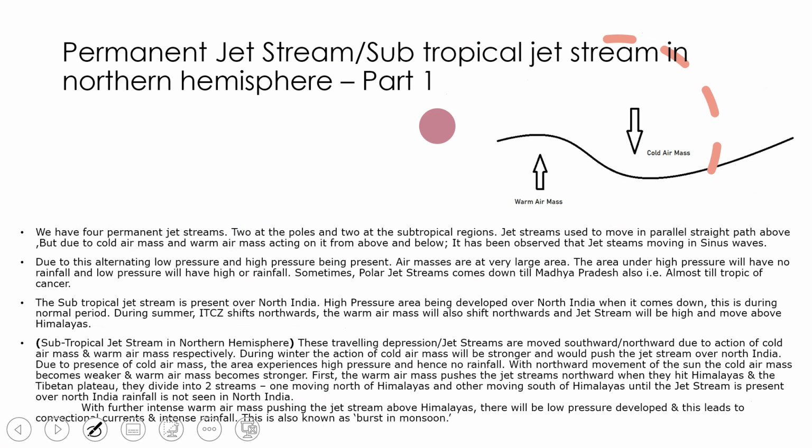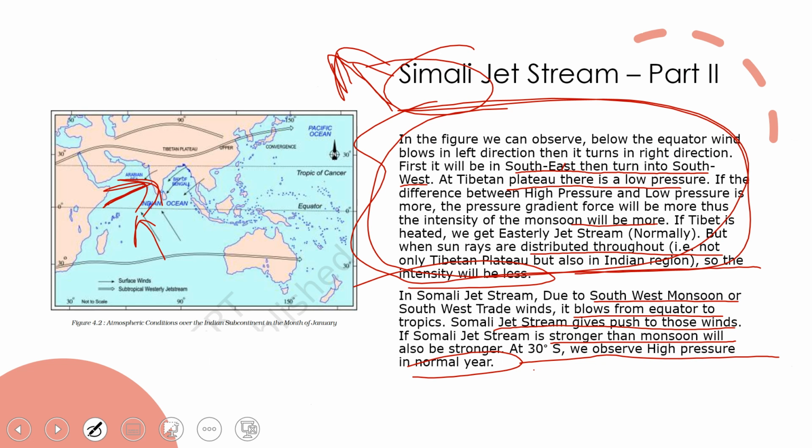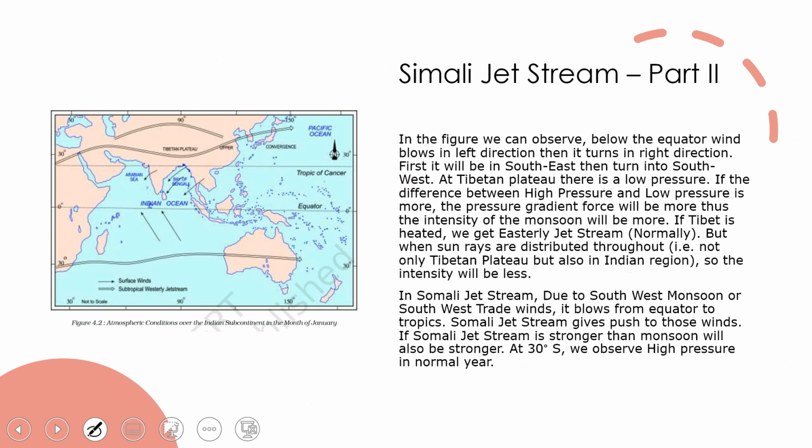Now we will see the permanent jet stream. It is also called the subtropical jet stream in the northern hemisphere. Okay, now what happens? See, if you look at this figure, how is this moving? In a sinuous manner. Why is this sinuous?